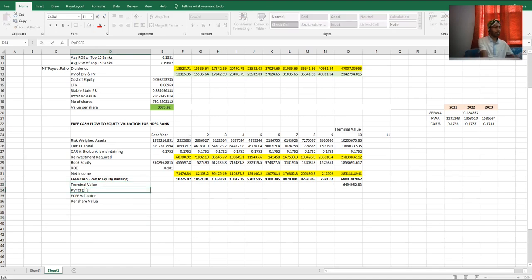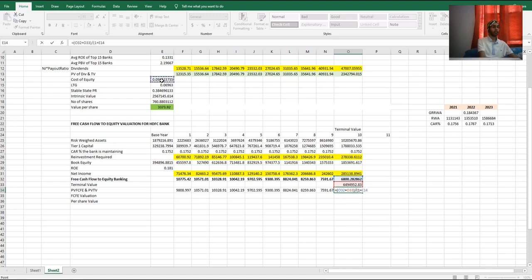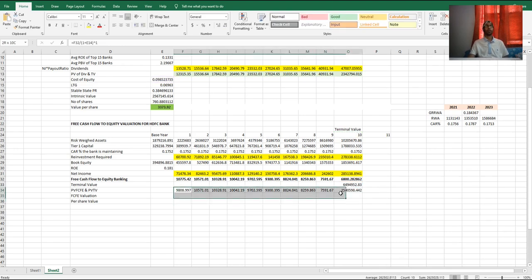PV of FCFE and PV of terminal value. This is equal to free cash flow divided by 1 plus cost of equity to the power time. We project it till year 9, and likewise, what we did in the dividend discount model, we'll do here also for year 10. So this is equal to FCFE at year 10 plus terminal value at year 10, divided by 1 plus cost of equity to the power 10. So we have the present values also here.